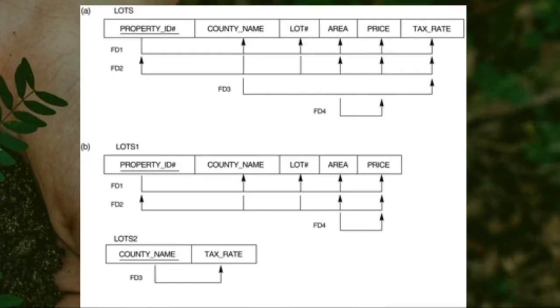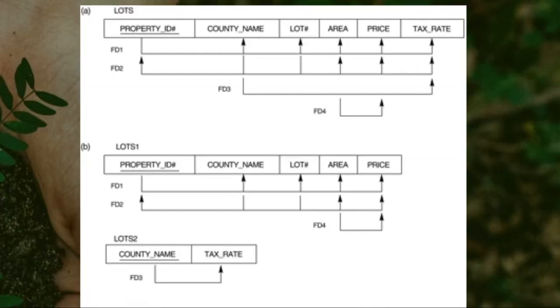The key or the candidate keys should determine all the non-prime attributes, which should be fully functionally dependent on the primary key or the candidate keys. So here the primary key is property ID, and all the other attributes fully functionally depend on that primary key. Also, what you can identify with functional dependency 2 is there's another candidate key. Can you see that? The country name and the lot number together act as a candidate key and it determines all the other attributes.